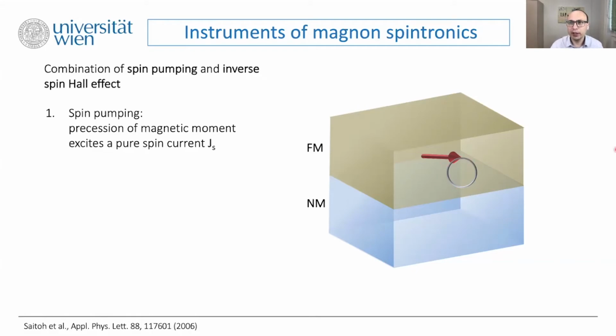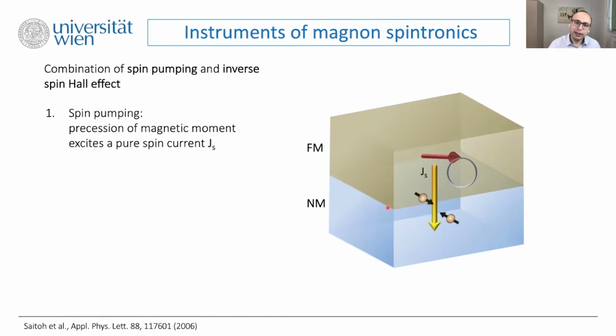As soon as you have magnetization precession, as you know already, you will inject spin polarized current into your normal metal. What does spin polarized current mean? As we discussed in the very first lecture, the ideal spin polarized current is when spin with one polarization moves in one direction and spin with opposite polarization moves in the opposite direction. This is what you see here schematically. So spin pumping induces spin polarized current.